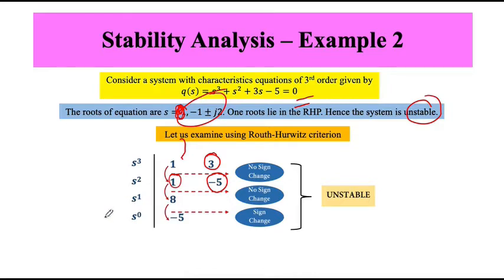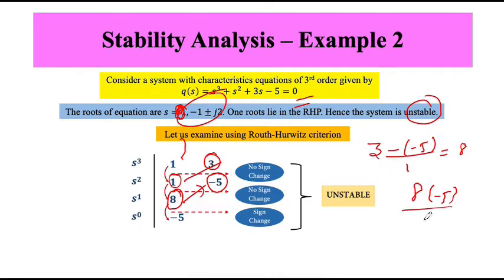Then I find the sign changes. First I will calculate: 1 times 3 minus 5 divided by 1, it will be 8. So I wrote it over here, 8. Again 8 times minus 5, and the other term is 0, so I am not calculating that term, divided by 8 will give me minus 5. Now I will see the first column. Is there any sign change? Here there is no sign change.